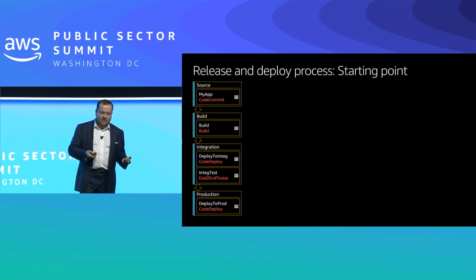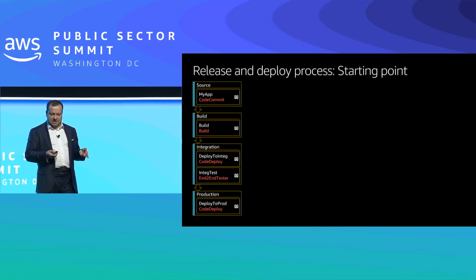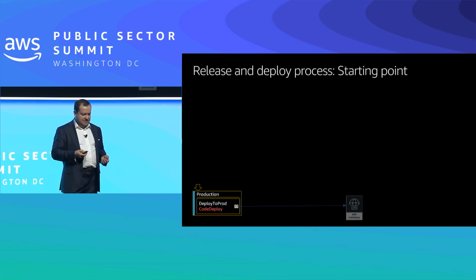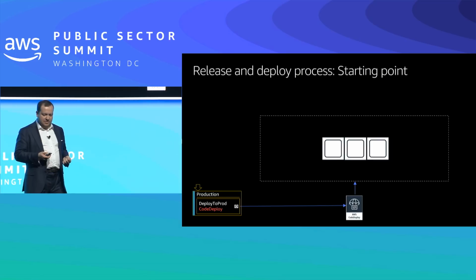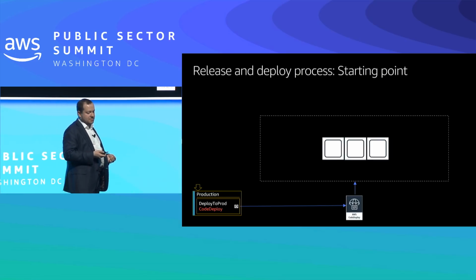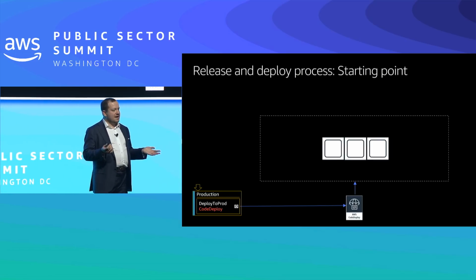So using the CodeDeploy defaults, we'll deploy to production one host at a time. In this example, we have 3 hosts in each AZ. So we're using CodeDeploy, we've got 3 hosts, and we're deploying to them. Why are we doing 1 host at a time?